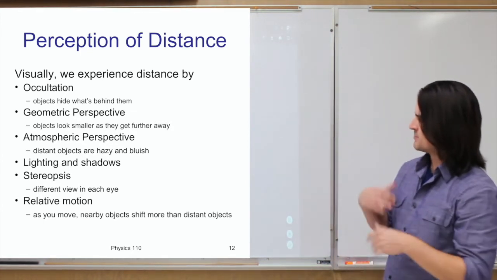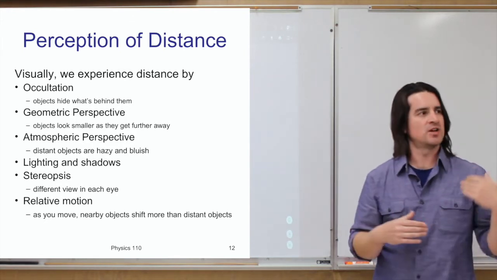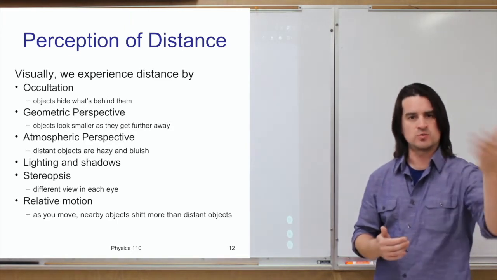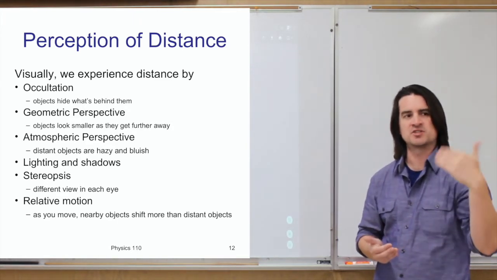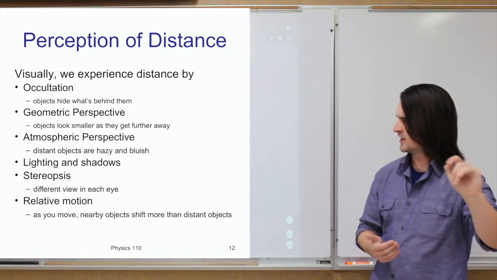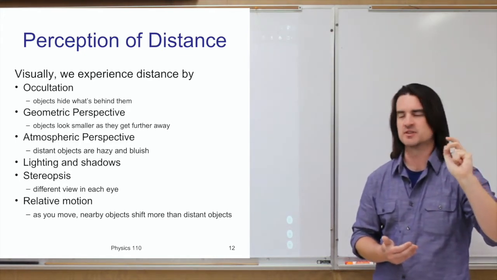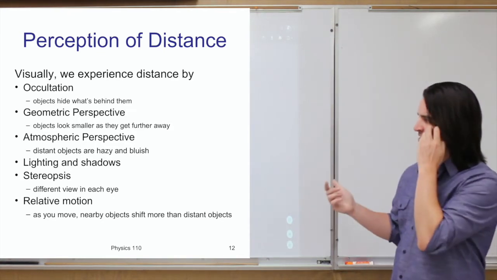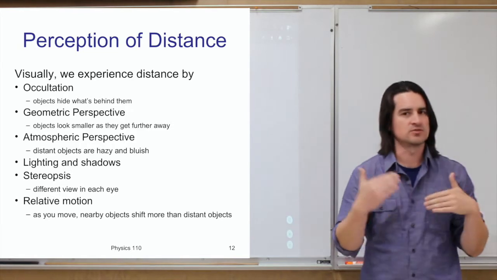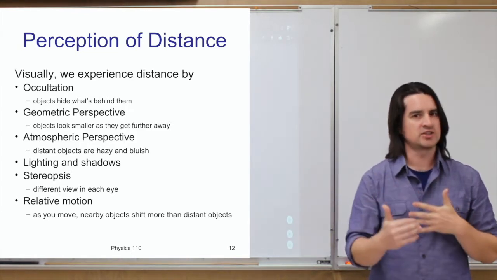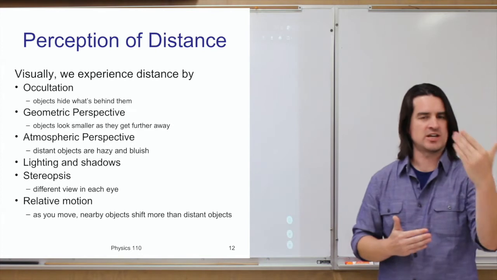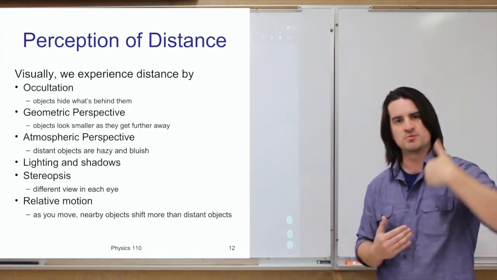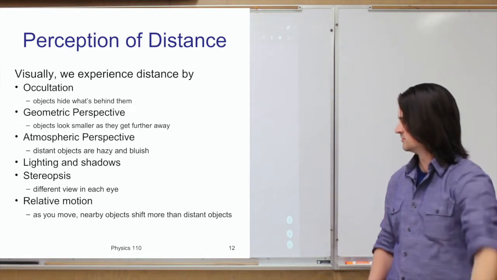There's other stuff like atmospheric perspective, which is basically when objects get very far away, with all this air in between you and the object, you start to perceive a little bit of a hazy, bluish color generally. And then specifically with lighting and shadows, you can perceive depth with the lights and shadows, and whether or not shadows are cast in one direction. So from the sun, there's a shadow cast in one direction on an object that's close to you, but a shadow cast in another direction on an object that's very far from you.